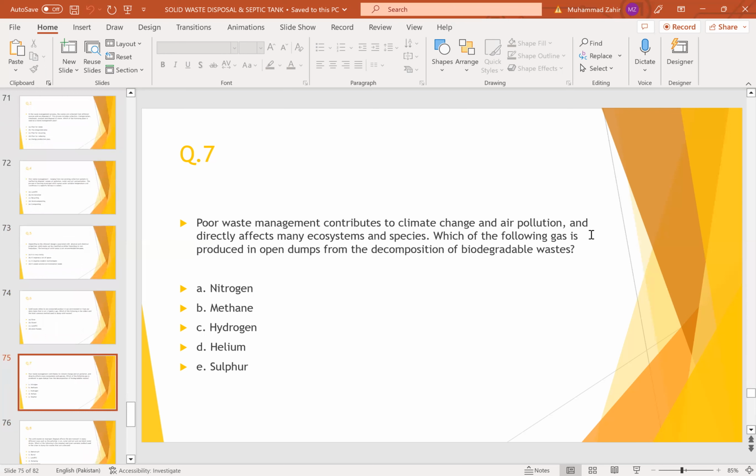Poor waste management contributes to climate change and air pollution and directly affects many ecosystems and species. Which of the following gases is produced in open dumps from the decomposition of biodegradable wastes? Nitrogen, methane, hydrogen, helium, sulfur. B is the correct option, methane.